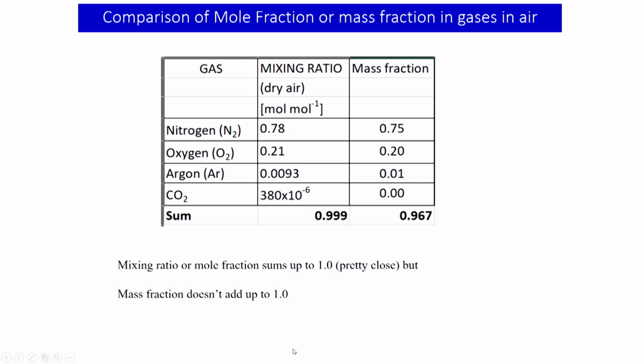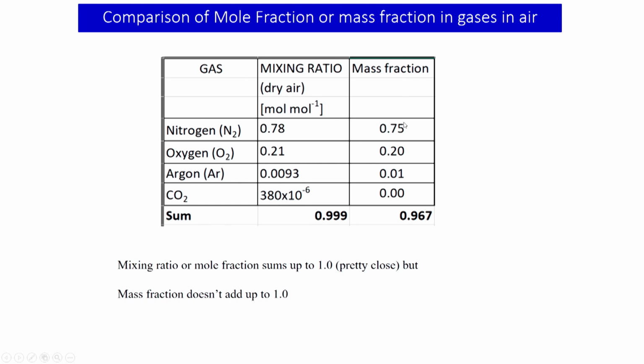Okay. So, if you see this comparison of mole or mass fraction of gases in the air, when I take mixing ratios for dry air, mole per mole, nitrogen is about 0.78 mole per mole, oxygen is 0.21 mole per mole, argon is 0.0093. There is a mistake actually, it should be 0.093. So, a 10 is extra, a type of mistake here. So, argon is actually 0.093, not 0.0093. CO2 is actually 380 into 10 to the power minus 6, or mole by mole.